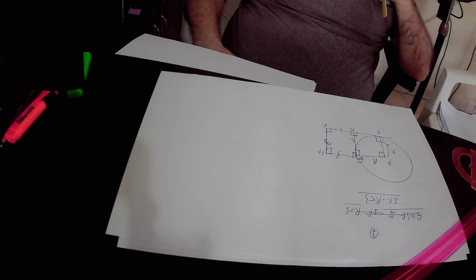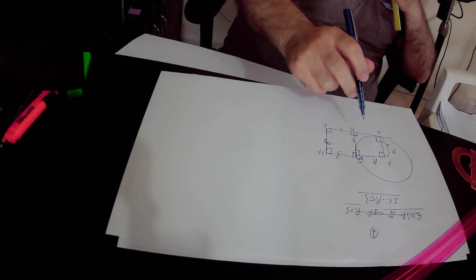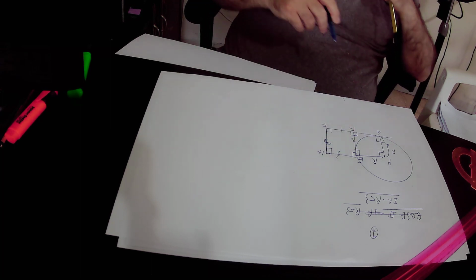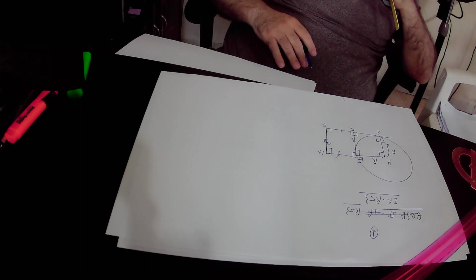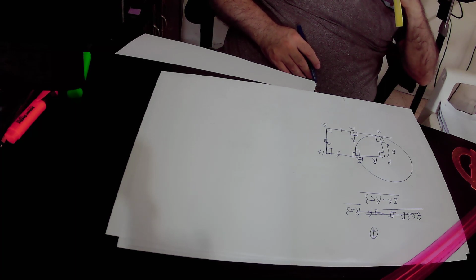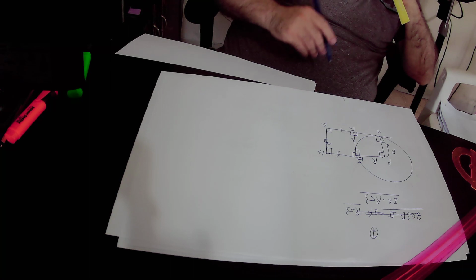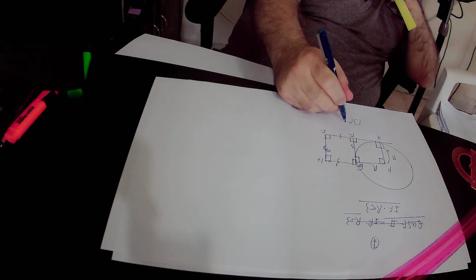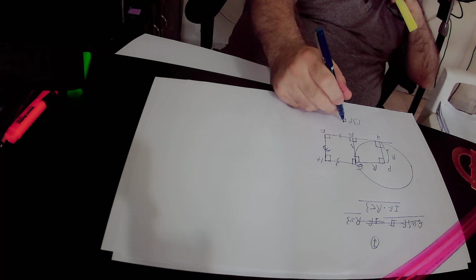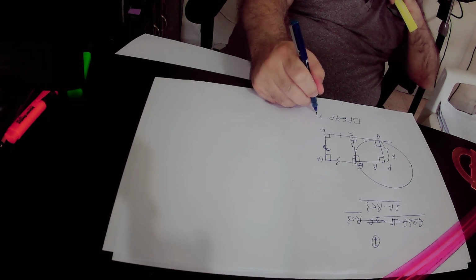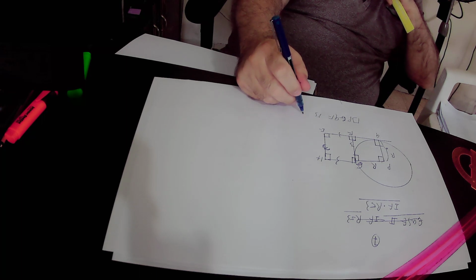So here, quadrilateral PGQF has 4 right angles, therefore quadrilateral PGQF is a rectangle. I write it down: quadrilateral PGQF is a rectangle because of the fact that it has 4 right angles.